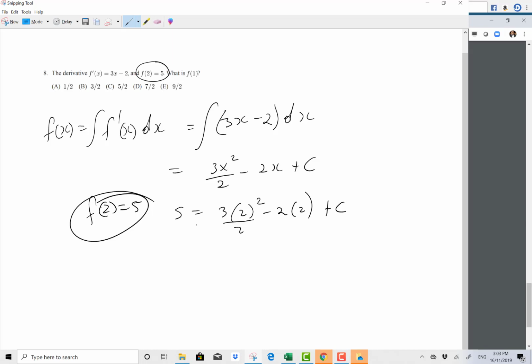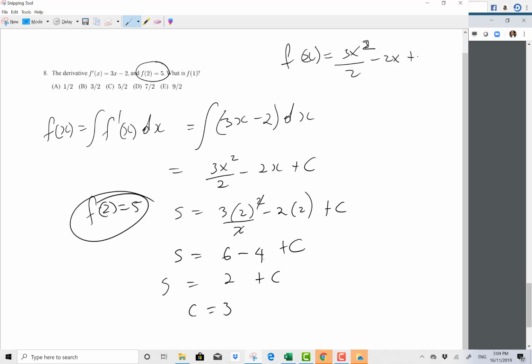With my calculation now, the 2 goes into this and I get rid of that, so I'm going to have 6 right there. So 5 equals 6 minus 4 plus c. With that being the situation, 6 minus 4 is 2, so 5 equals 2 plus c, and then c is obviously going to be equal to 3. So f of x is simply going to be 3 times x squared divided by 2 minus 2x plus c, and we know that c here is 3. Now we need to figure out what f of 1 is.